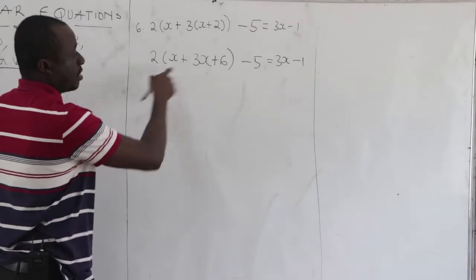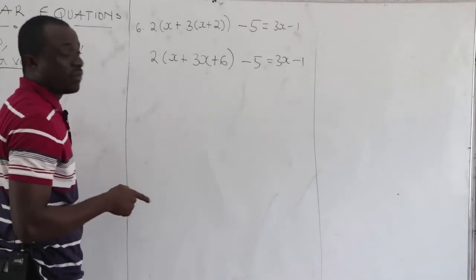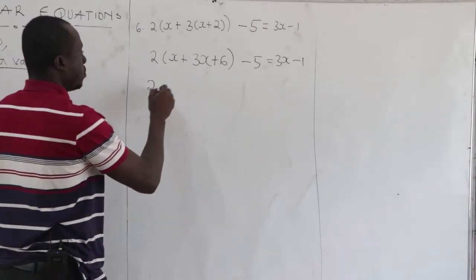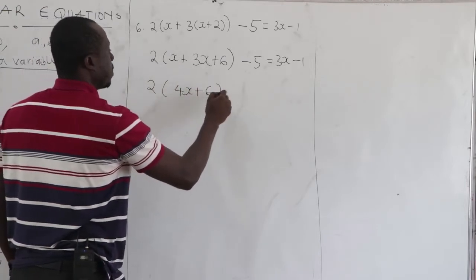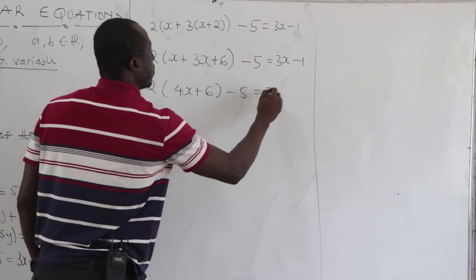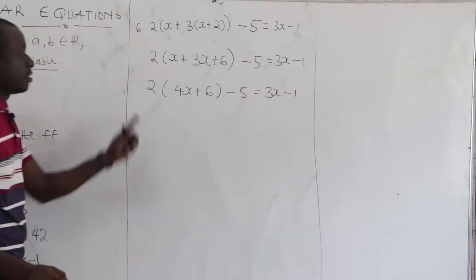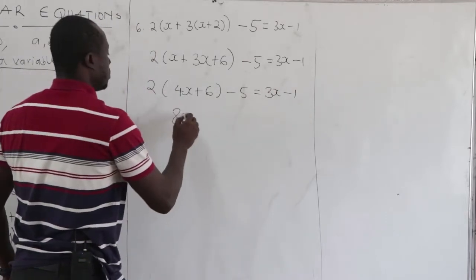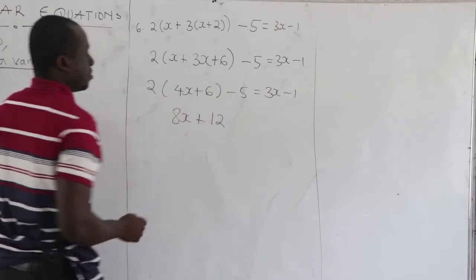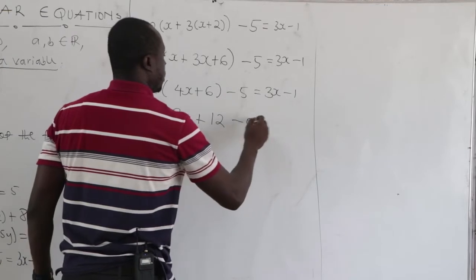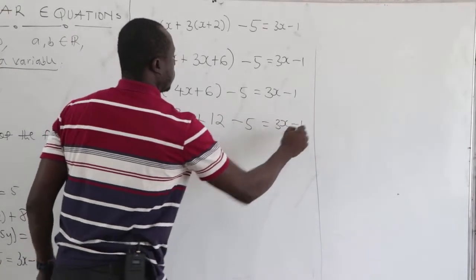Now, from here, we have to simplify the bracket. So we have 2x plus 3x, that is 4x, plus 6 minus 5, equal to 3x minus 1. Now 2 times 4, that is 8x. 2 times 6 gives us 12, minus 5 equal to 3x minus 1.